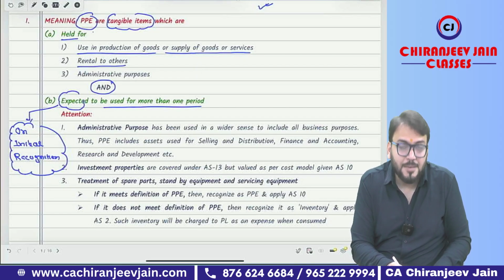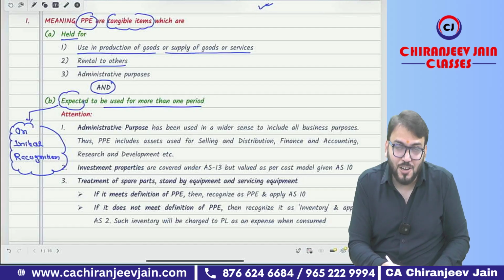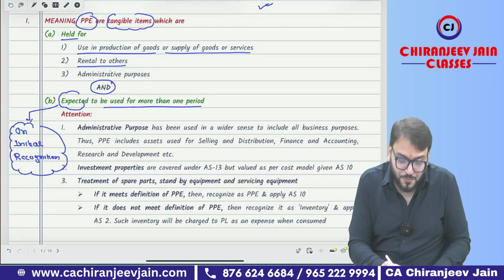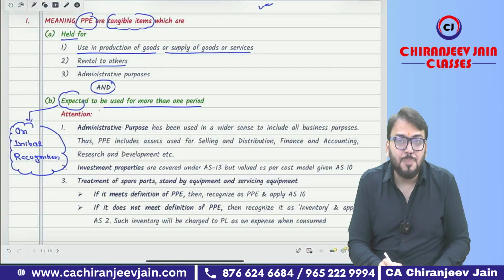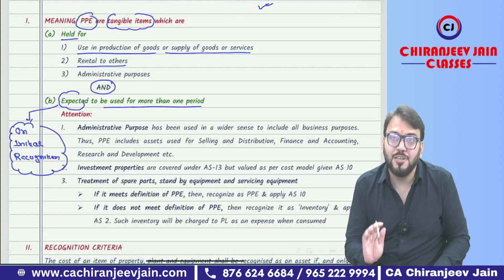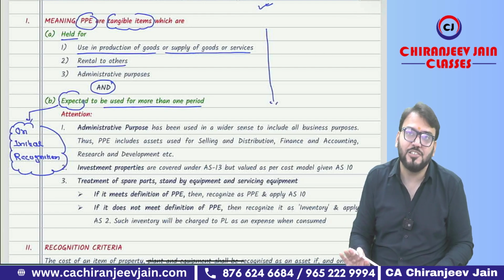So property, plant and equipment are tangible items which are held for use in production of goods or for supply of goods and services or for rental to others or for administrative purpose and expected to be used for more than one accounting period. Definition is very simple. I hope you have understood, but some clarification is required.